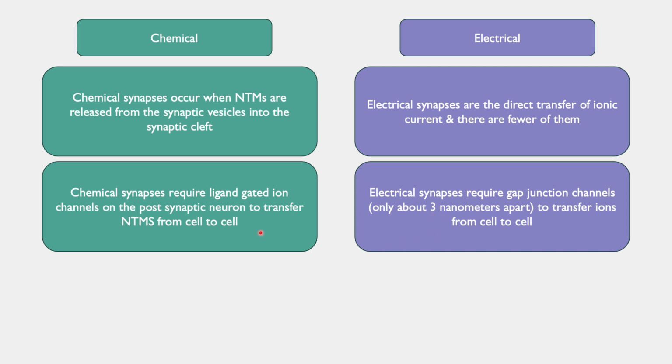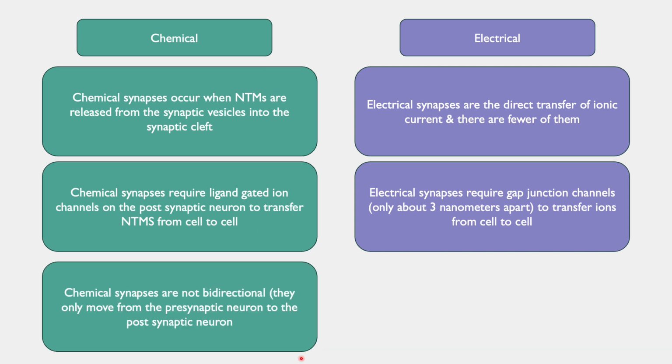They're only 3 nanometers apart, and sometimes this is even difficult to see with an electron microscope. If you remember, we've talked about the typical synapse of neurons and how the synaptic cleft is generally about 20 nanometers. So electrical synapses are much smaller and have these tighter gap junctions.